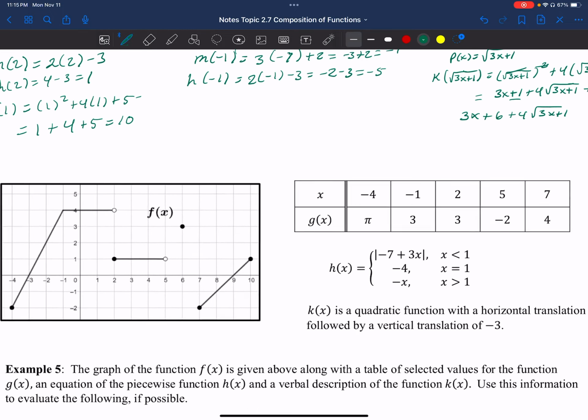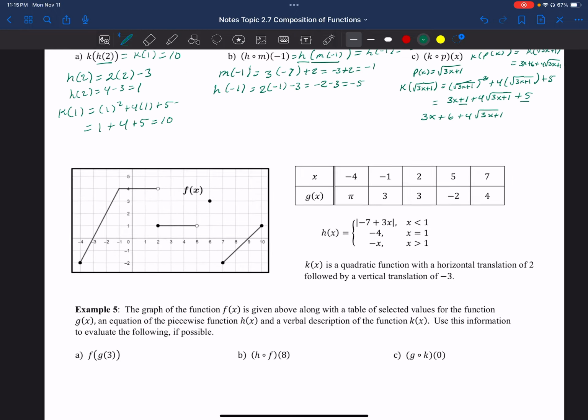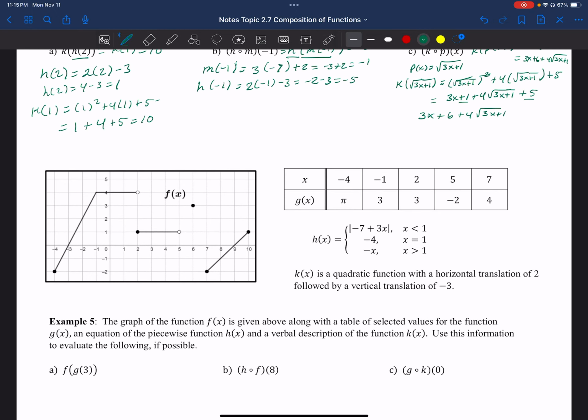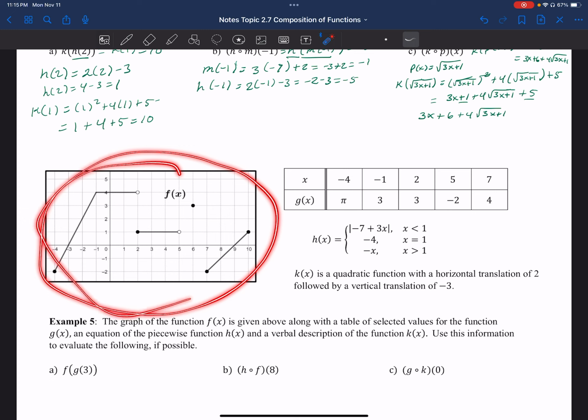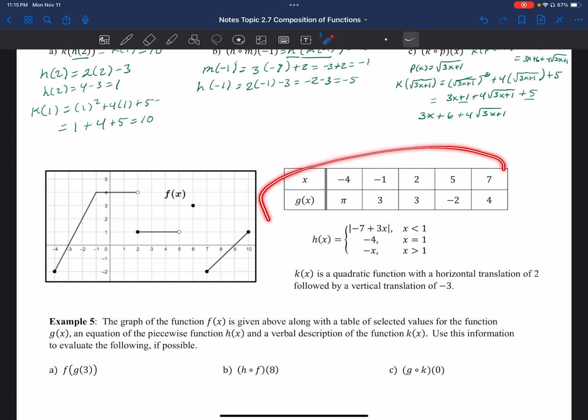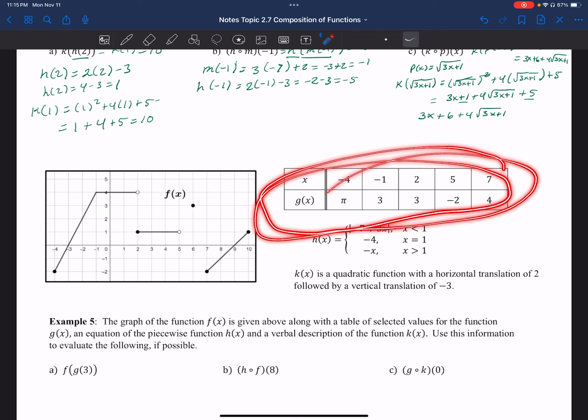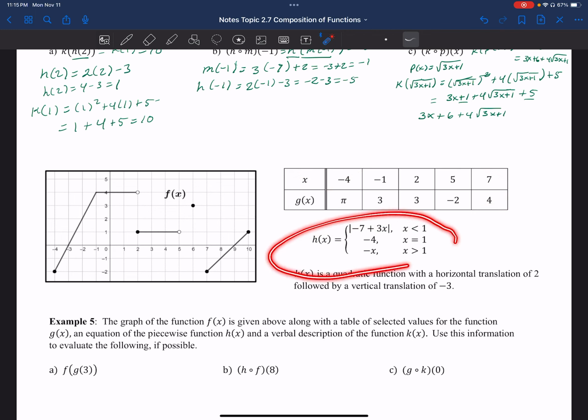Okay, for the next one, we have some different representations. They gave me the function for f of x here, and then they gave me a graph. They gave me the function of g of x here, which is a table. And then they gave me a piecewise function here, which is given to you by the function h of x. And then they gave me some information about k of x dealing with transformations. Here they're telling me that k of x is a quadratic function with a horizontal translation of 2, followed by a vertical translation of -3.